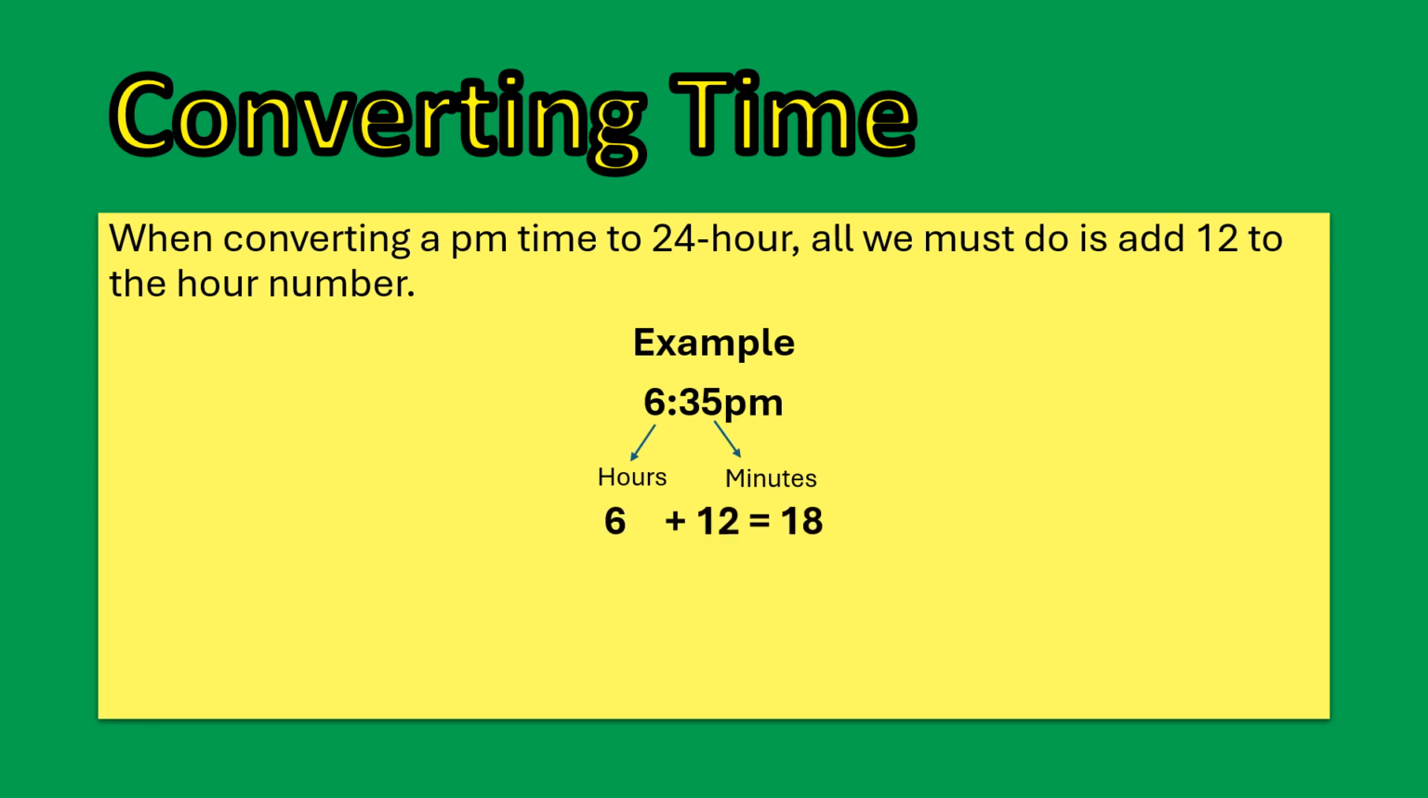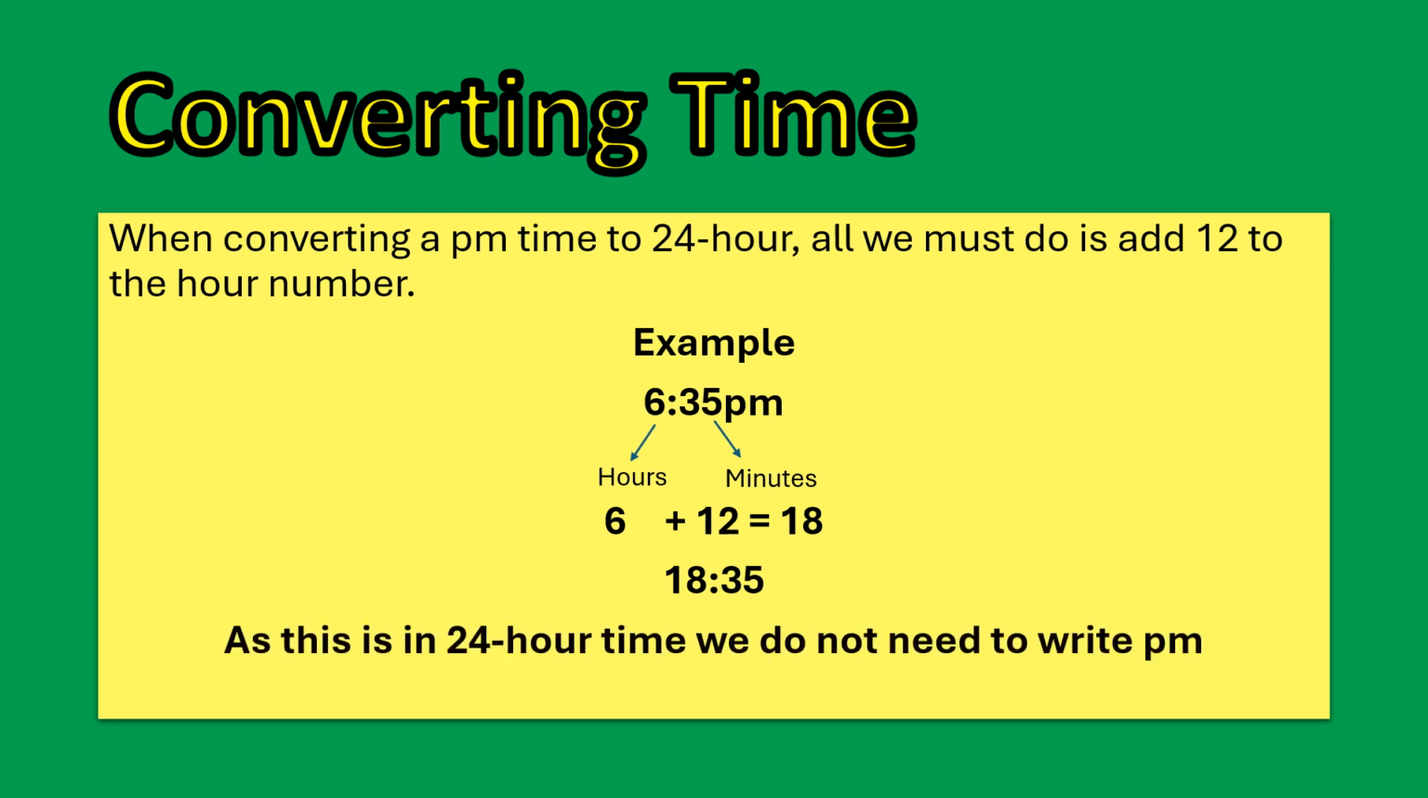So we must think, we know 6 is the hours, and as it says at the top, we have to add 12 to the hour number. So we have our sum, 6 add 12, which is equal to 18. Therefore, our time becomes 18:35. As this is in 24-hour time, we do not need to write PM. Hopefully this will help with converting our 12-hour time into 24-hour.